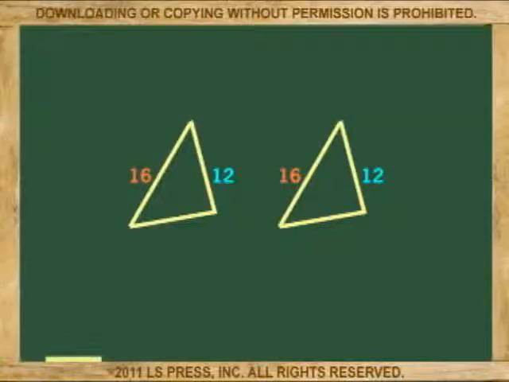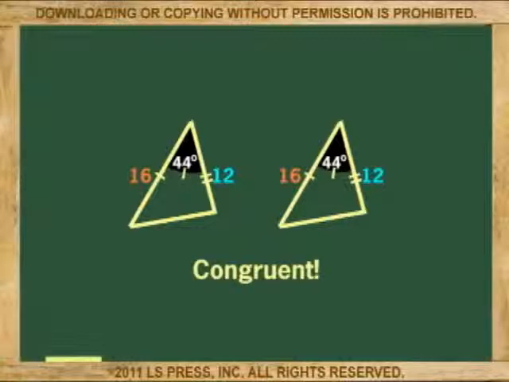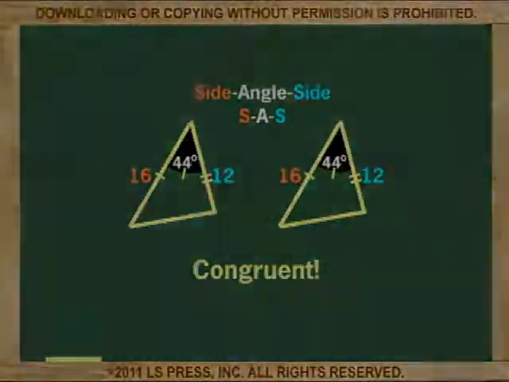2. If we determine that two pairs of corresponding sides are equal, and that the angles in between the sides are also equal, we can say that the triangles are congruent, without considering the other side or angles. This congruency is called side-angle-side, or SAS for short.